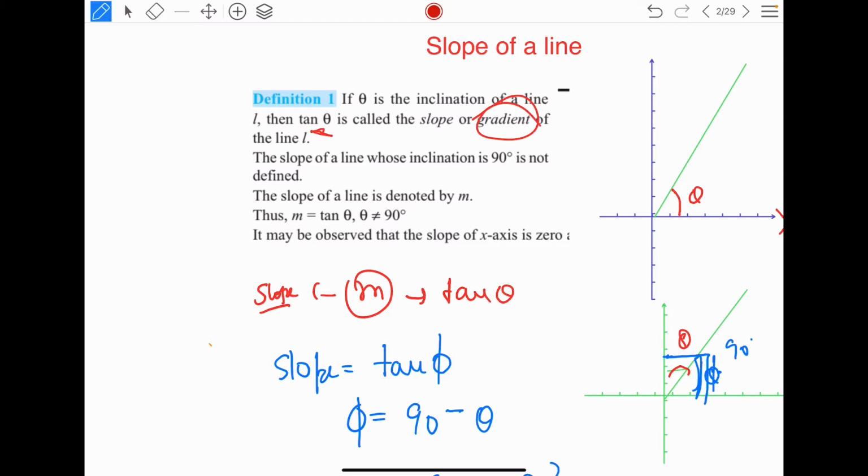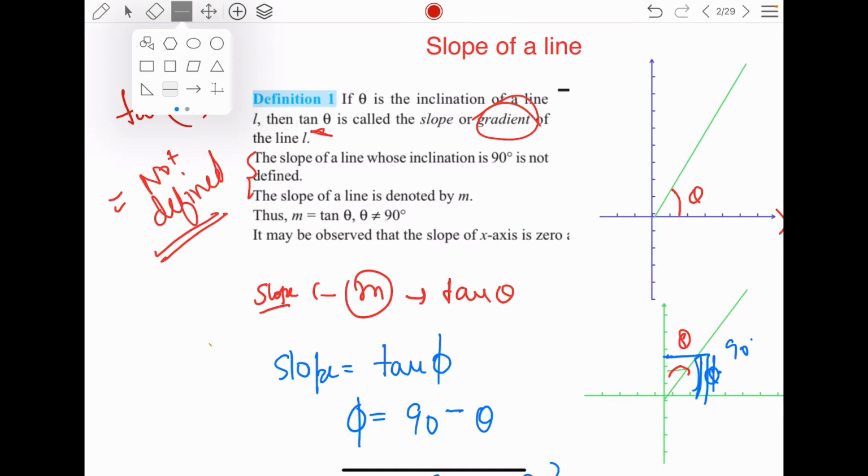The slope of a line whose theta is 90 degrees is not defined. Let's understand why. Because slope is tan theta, and tan 90 is not defined, that's why the slope of a line whose inclination is 90 degrees is not defined. So for example, now let's take a specific case from here.